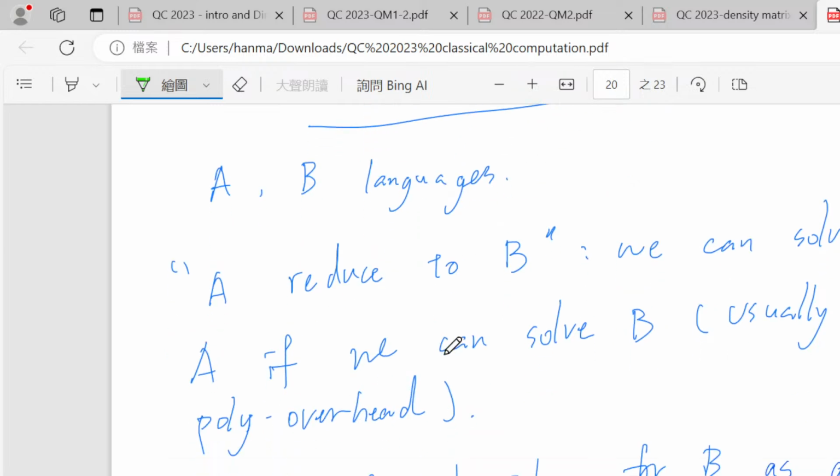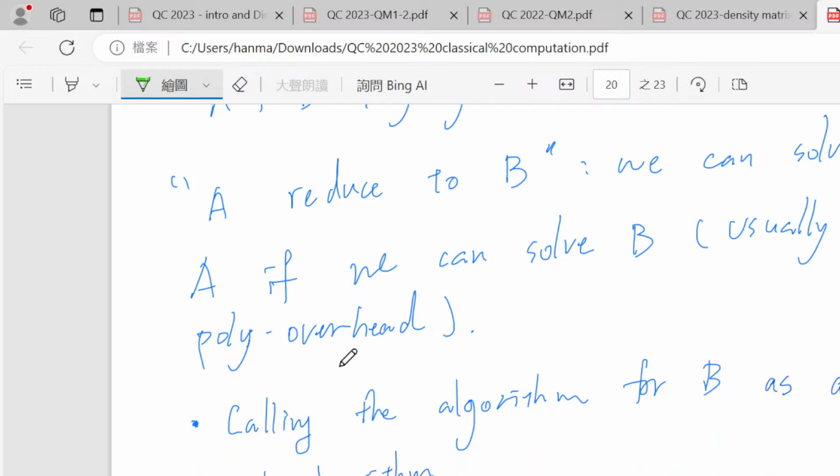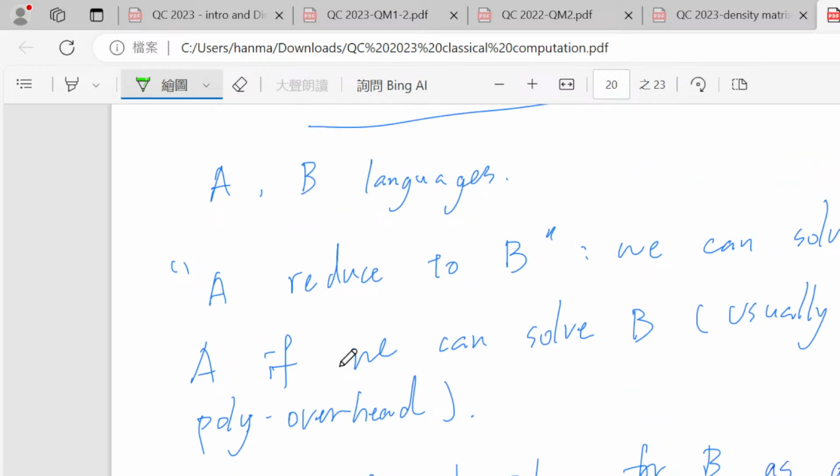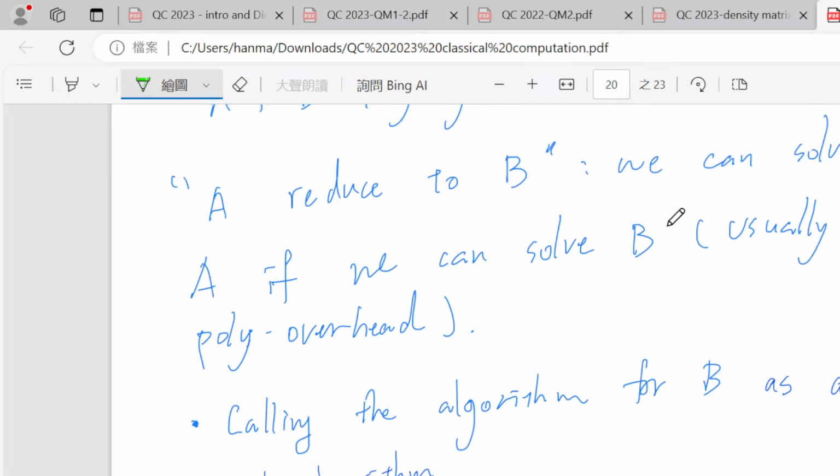Anyway, let's do this more formally. We have A and B, two languages, and we will sometimes say A reduces to B. Basically it means that if we can solve B, we can solve A, with a polynomial overhead. So we can solve B in some time, then we can solve A in similar time times some polynomial.